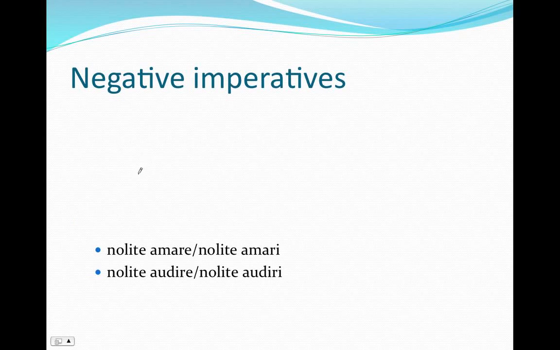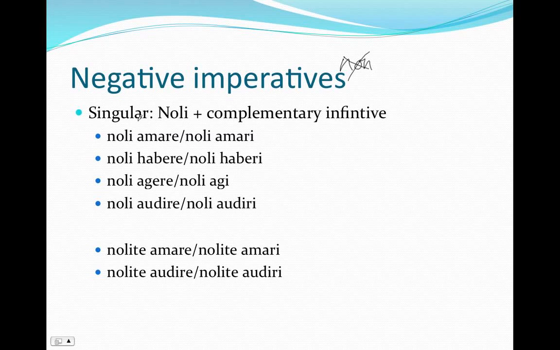Now we can have negative imperatives. You can tell somebody to do something, you can also tell them not to do something. And with this we're not just going to add non to the imperative. Right? You cannot do that. Instead, for the singular, we're going to take the imperative of nolo, noli, and we're going to add a complementary infinitive. So in the singular, noli amare, don't love. Or the passive, noli amari, don't be loved. So the active and passive is found in the infinitive. Noli will not change. It's always going to be this form. So noli amare, noli amari. Noli habere, don't have, noli haberi, don't be had. Noli agere, noli agi. Noli audire, noli audiri. Don't hear, don't be heard.